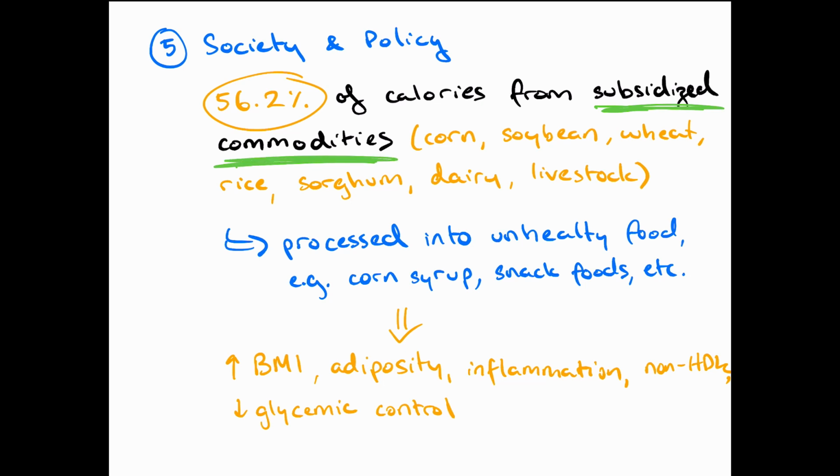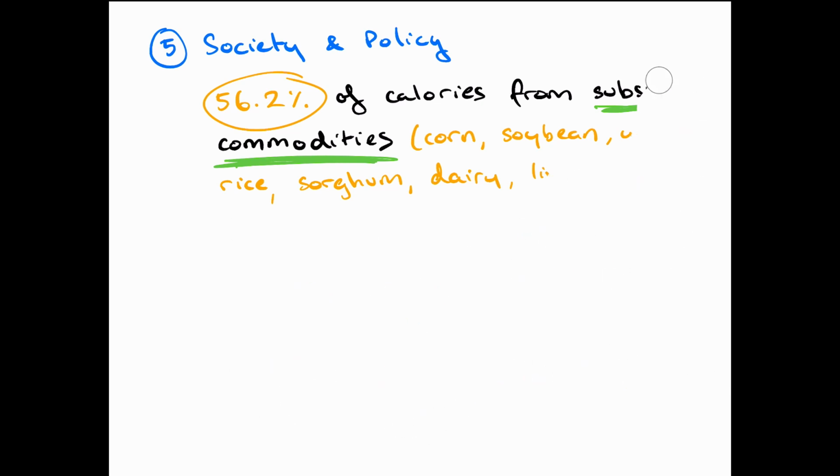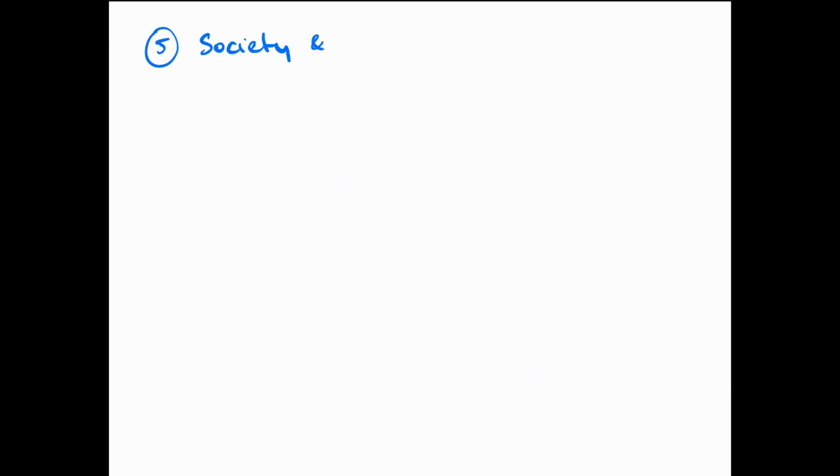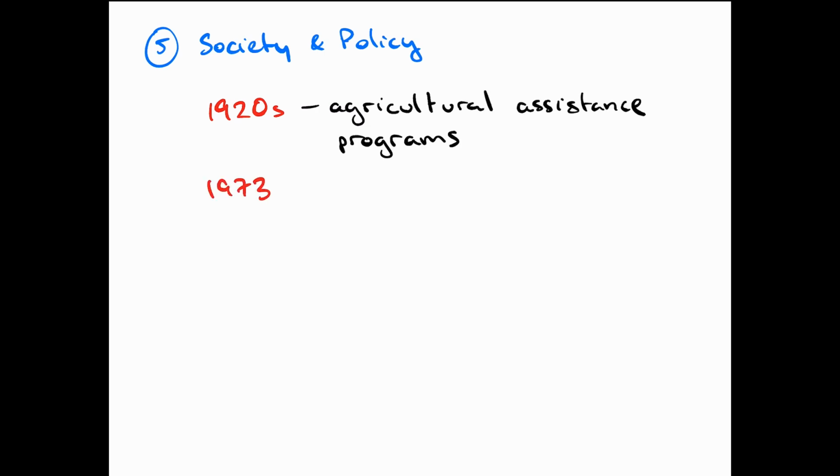This goes back to a history of how the government has been supporting the agricultural sector over the last 100 years. In 1920, we saw the first agricultural assistance programs. In 1973, we saw the Farm Bill, which was created in order to increase the supply of food in general at reasonable prices. Unfortunately, current subsidies are still the same as those back then, paying for corn, soybeans, wheat, rice, sorghum, dairy, and livestock.